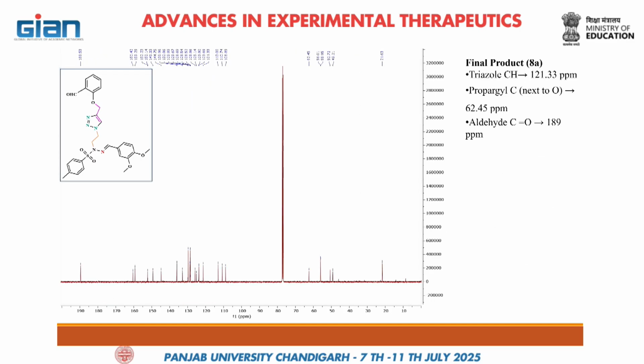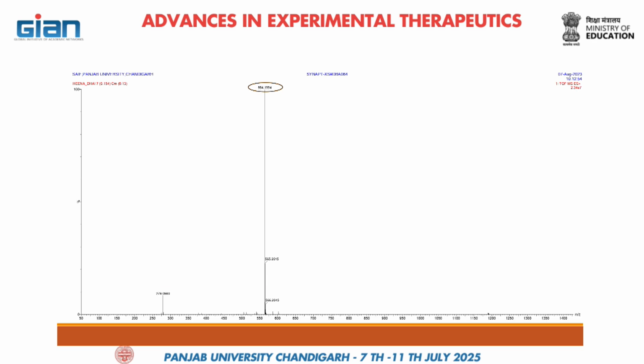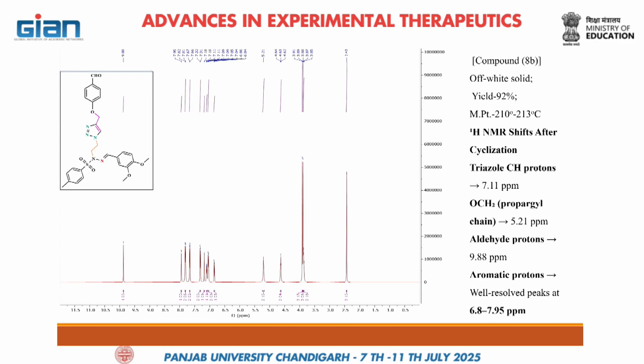The C13 NMR showed that the triazole carbon gives a peak at 121.33 ppm. The propargyl carbon that was next to the oxygen atom gives a peak at 62.45 ppm, and the aldehyde carbon showed a peak at 189 ppm. The mass spectra also confirmed the synthesis of our desired product, which is the ortho-derivative triazole.